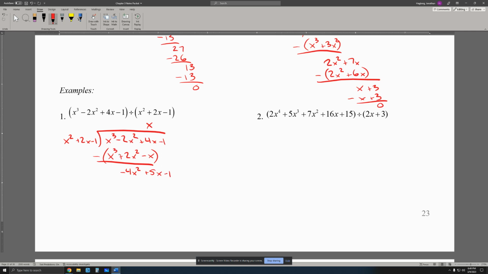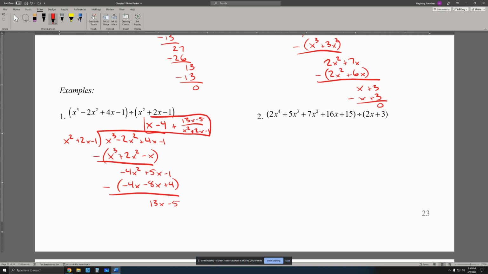So what do we have to multiply x squared by to get to negative 4x squared? The answer is negative 4. So I'm going to multiply everything by negative 4. We get negative 4x squared, and then minus 8x, and then plus 4. We're going to subtract this whole quantity here, and we get that these cancel. We get a positive 13x, and then a negative 5. Okay. So this is equal to x minus 4 plus 13x minus 5 all over x squared plus 2x minus 1. So this is our remainder.